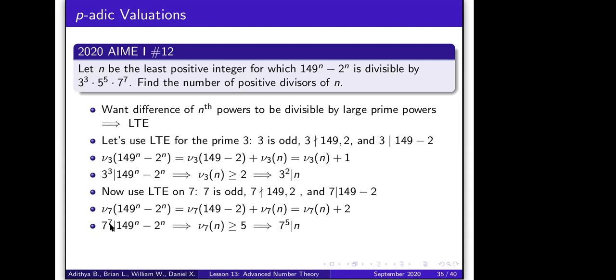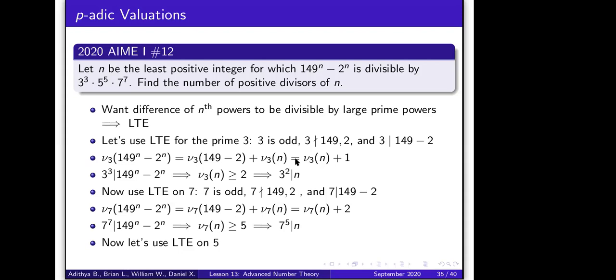Now, if we want the difference of powers to be divisible by 7 to the 7, the V7 of the difference has to be at least 7. So V7 of n from LTE is at least 5. And now 7 to the 5 divides n. Any questions on this step? We did essentially the same thing with V7 as V3. So 2 primes down, 1 to go.